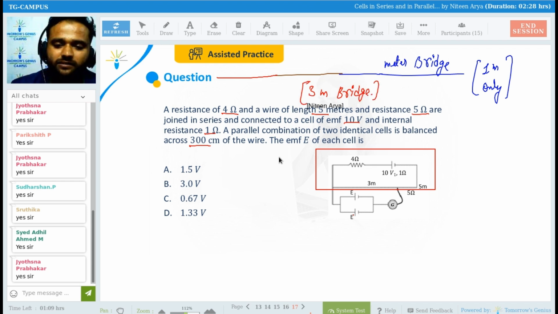So now tell me the answer. You need to find the EMF of each cell, meaning the EMF of any cell. Tell me. Try to solve this and tell me then.